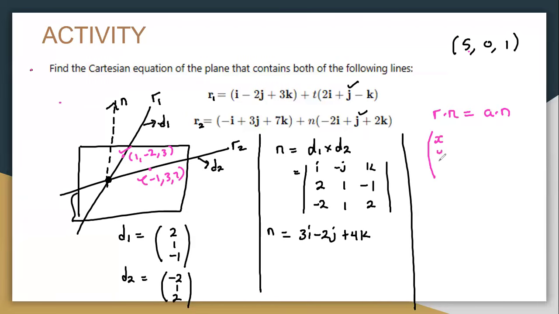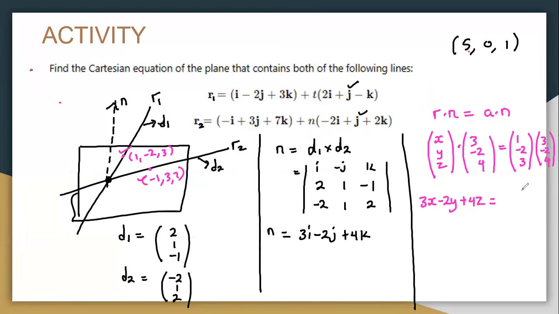So here we shall have x, y, and z dot our n, which is 3, negative 2, 4, is equal to our a, any point, either this, or the point of intersection. For you, any point you want. So I can use the first one, 1, negative 2, 3, and I dot it with 3, negative 2, and 4. So this gives us 3x minus 2y plus 4z equaling to 3 plus 4 plus 12? Yes, 3 plus 4 plus 12.